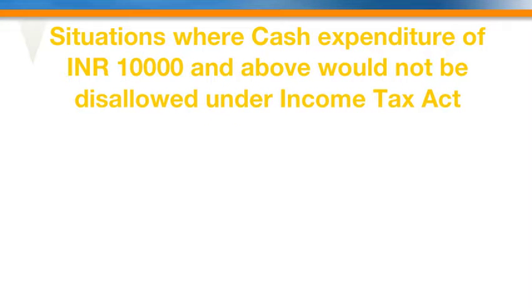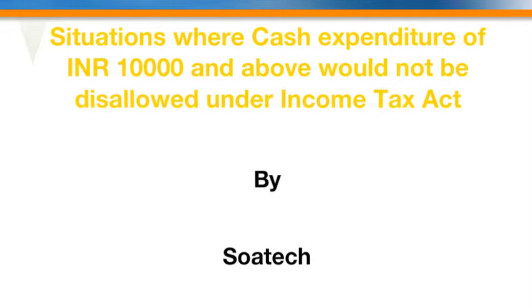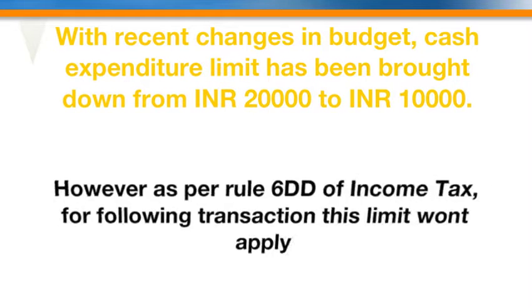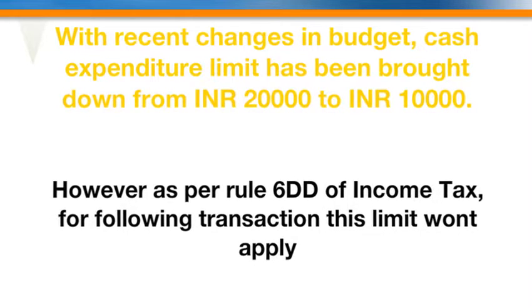Situations where cash expenditure of 10,000 Indian rupees and above would not be disallowed under the Income Tax Act. With recent changes in the budget, the cash expenditure limit has been brought down from 20,000 Indian rupees to 10,000 Indian rupees. However, as per Rule 6DD of the Income Tax Rules, for the following transactions this limit won't apply.